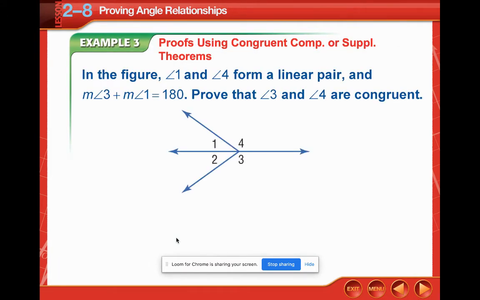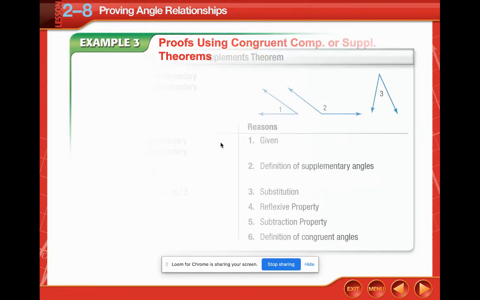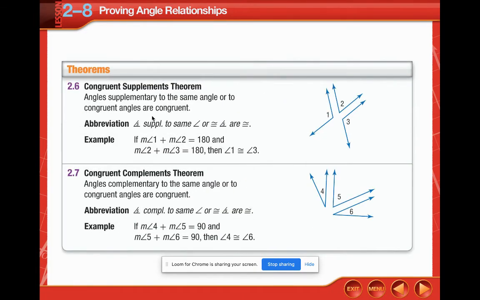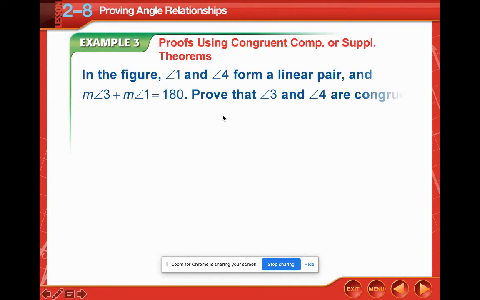All right, in the figure, angle 1 and angle 4 form a linear pair. Hold the phone. You guys know what that means. Angle 1 and angle 4 are supplementary. Okay. Angle 3 and angle 1 are 180. You know what that means? Angle 3 and angle 1 are supplementary. You know what that means? Angle 3 and angle 4 are both supplementary with angle 1. And what does this say? Angles supplementary to the same angle or two congruent angles are congruent. Something tells me they're congruent.